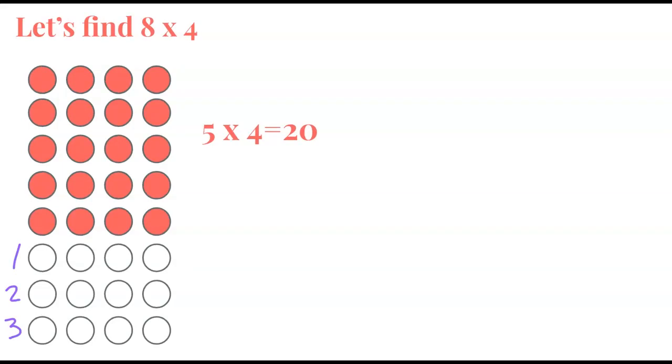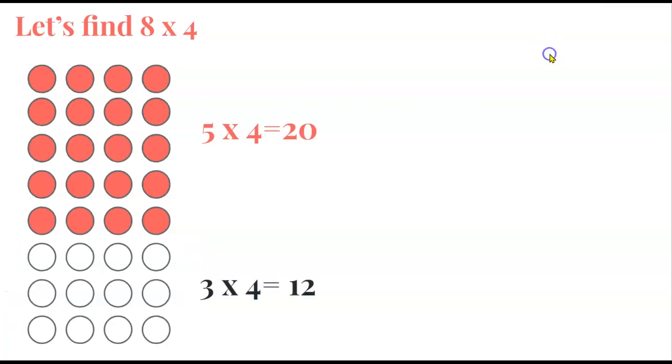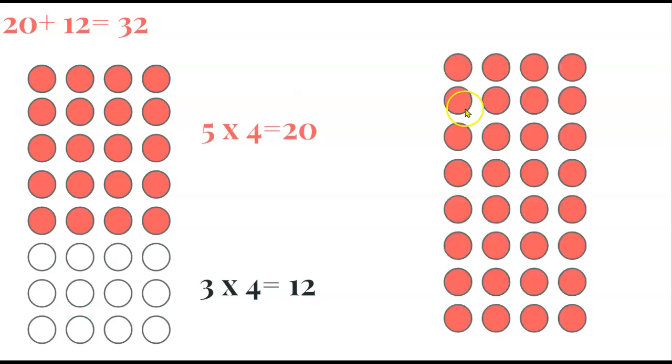So let's go ahead and skip count to find out what 3 times 4, or 3 rows of 4, is. So we have 4, 8, 12. So we have 12, which means that 3 rows of 4, or 3 times 4, equals 12. So if I were to combine them together, 20 plus 12 equals 32. That's going to be the same as 8 times 4, which equals 32.